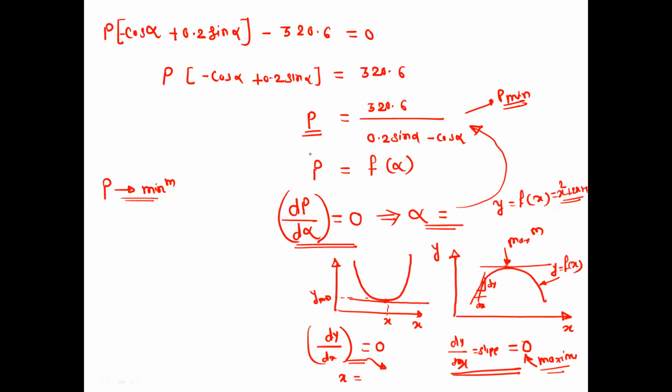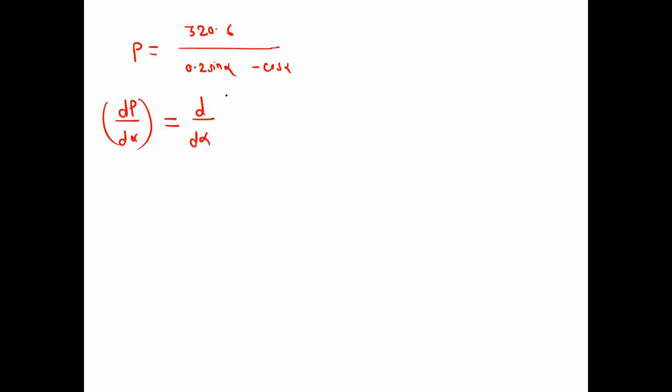So from this equation, which is P is equal to 320.6 divided by 0.2 sin alpha minus cos alpha, differentiate this equation with respect to alpha. So dP by d alpha is equal to d by d alpha of this complete expression, 320.6 divided by 0.2 sin alpha minus cos alpha.